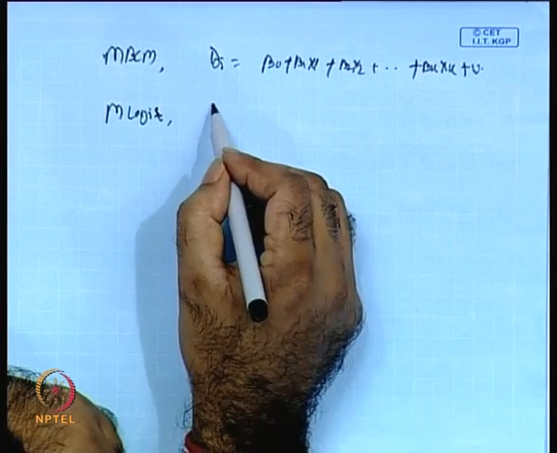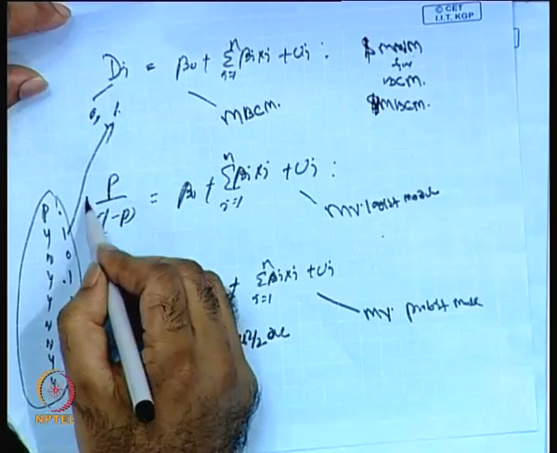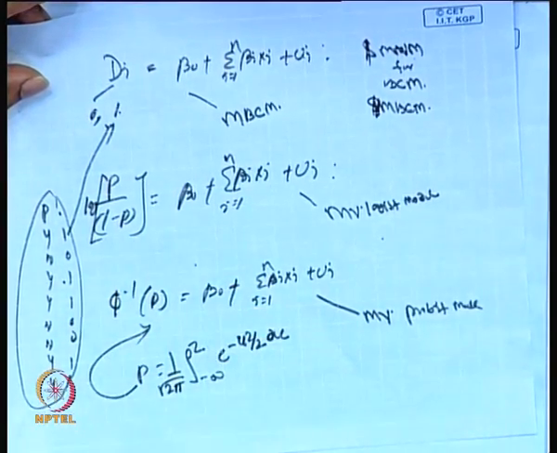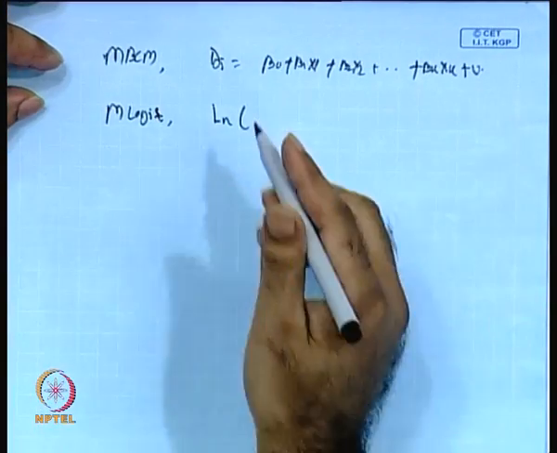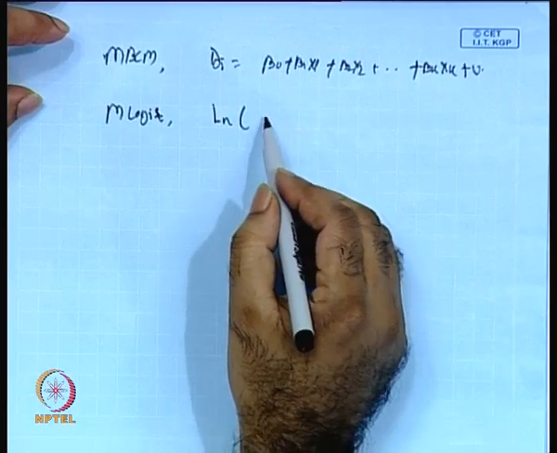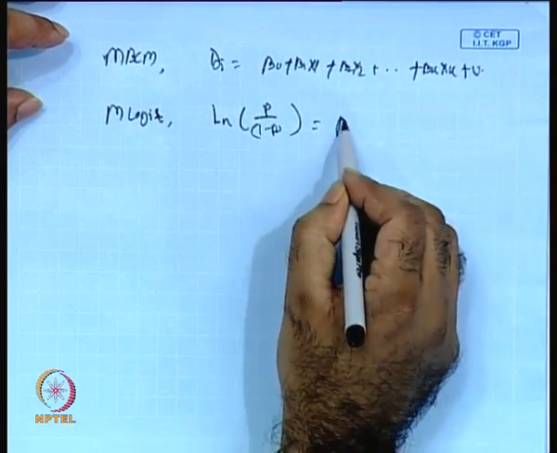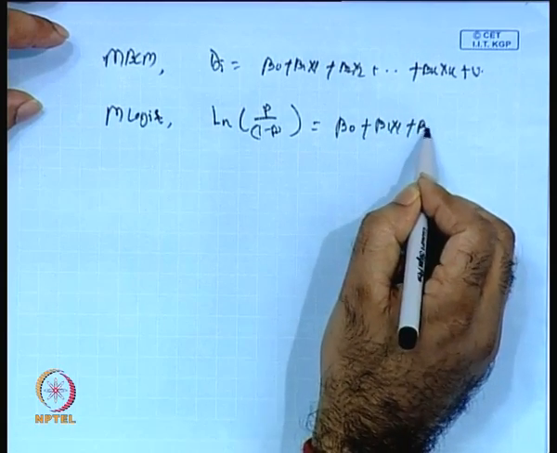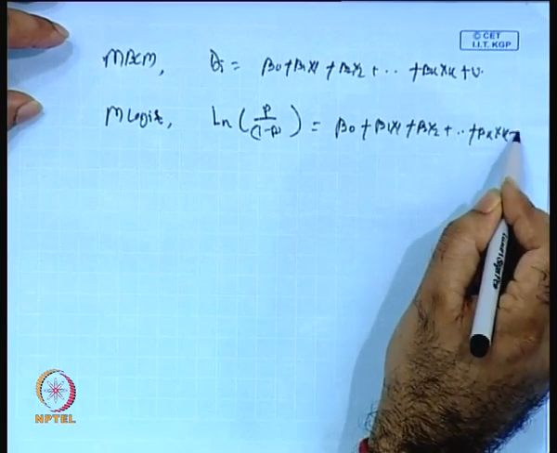Logit models. In fact, I have made a mistake here. It should be log; the log of this one has to be taken here. Okay. So, in the Logit case it is log of p by 1 minus p, equal to beta 0 plus beta 1 x 1 plus beta 2 x 2, continue up to beta k x k plus u.